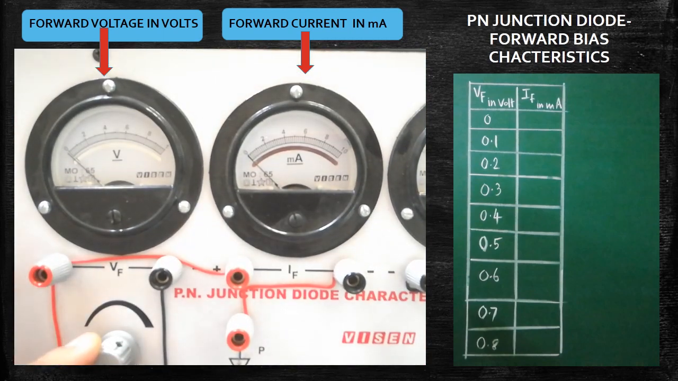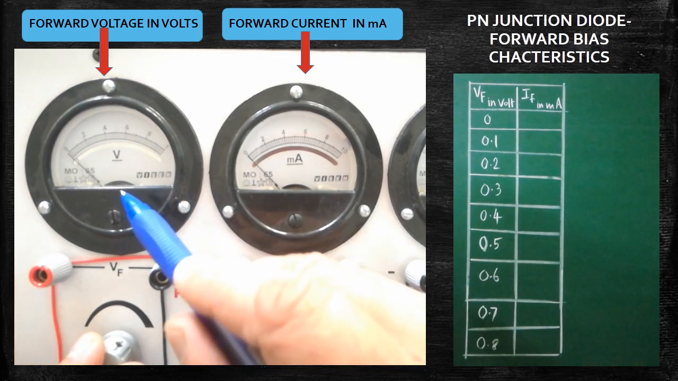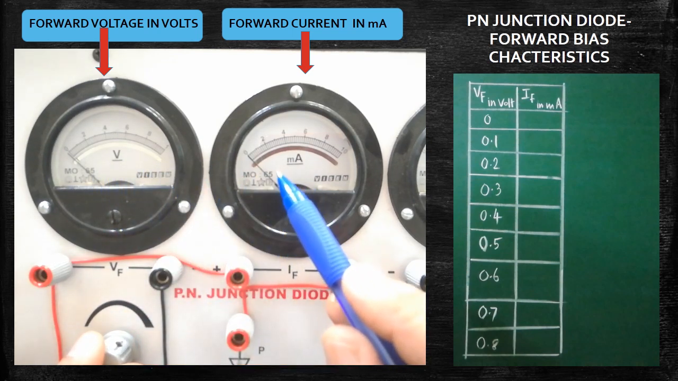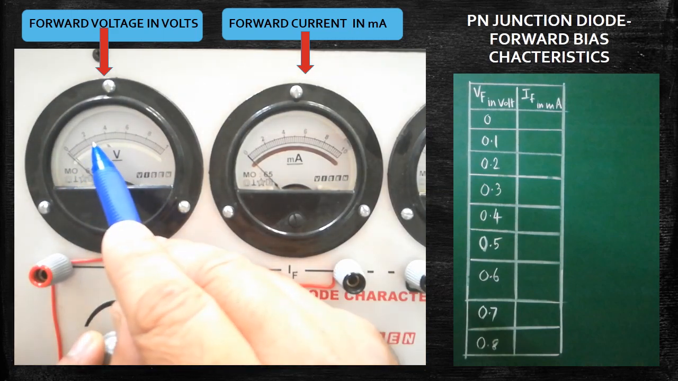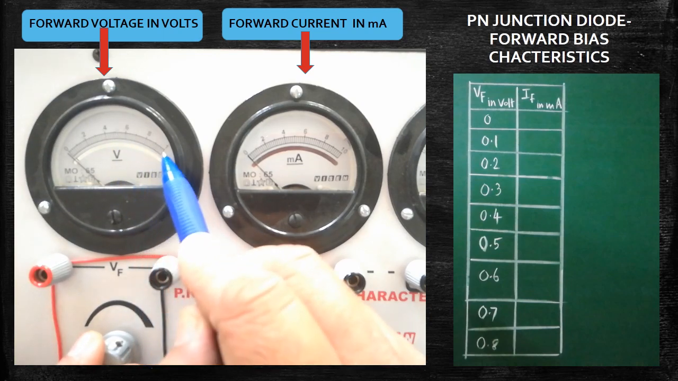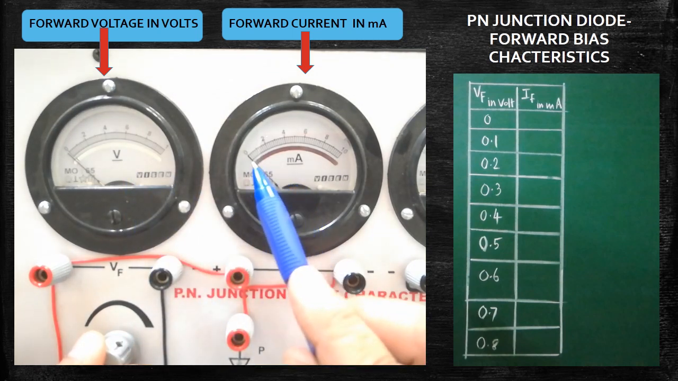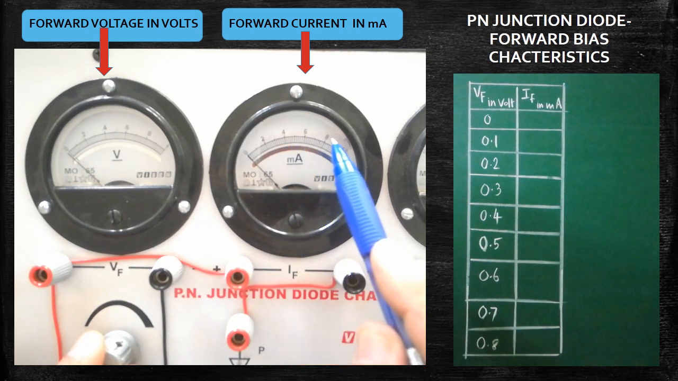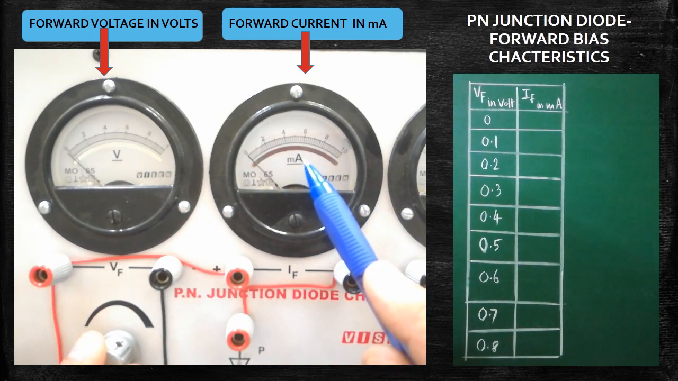With the help of this knob, we are going to adjust the forward voltage. When the forward voltage is slowly changed, there will be a corresponding change in the forward current. Here look at the reading: 0, 0.1, 0.2, 0.3, 0.4, 0.5, 0.6, 0.7, 0.8, 0.9, 1. So the reading goes on like that. Look at the reading in the milliammeter: 0, 1, 2, 3, 4, 5, 6, 7, 8, 9, 10. First you have to understand the graduations. Only then will it be easy for you to take the reading.